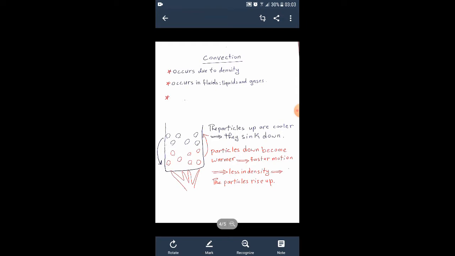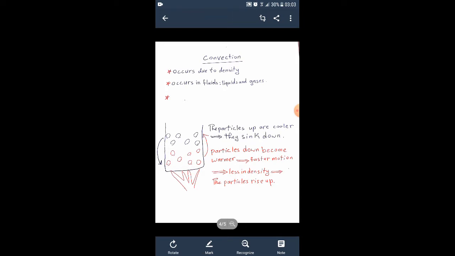This is a cup of water. It's on the fire. For sure the fire will heat the cup. So what will happen to the particles? The particles directly will start having greater thermal energy, by direct contact.